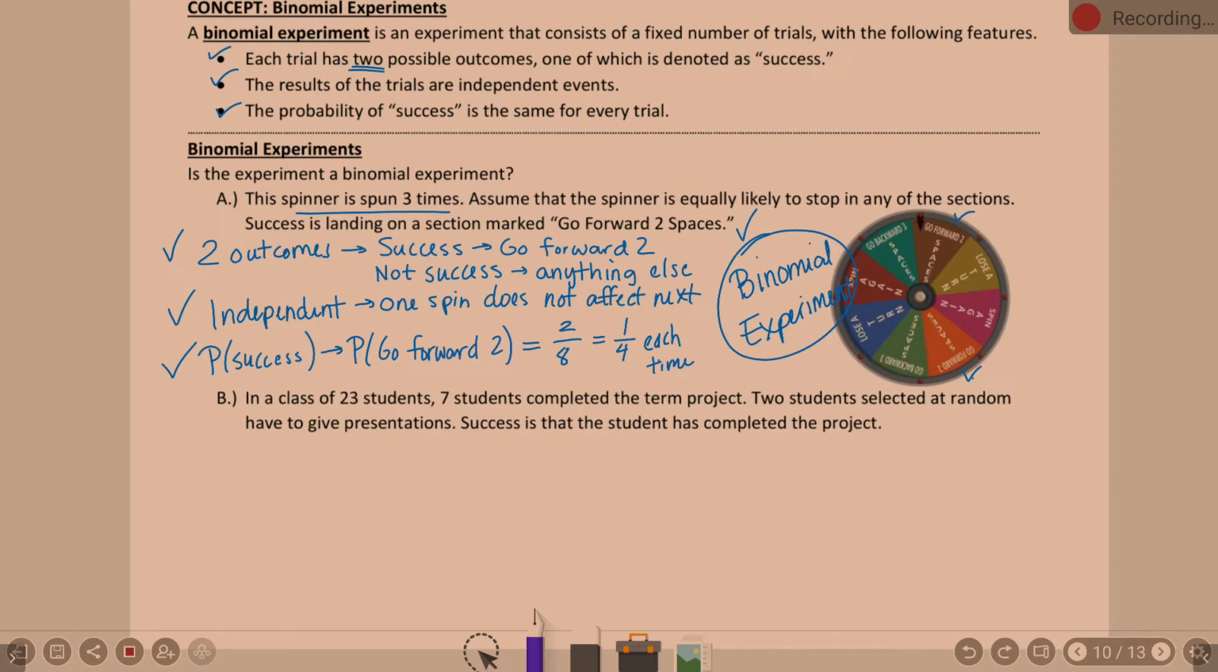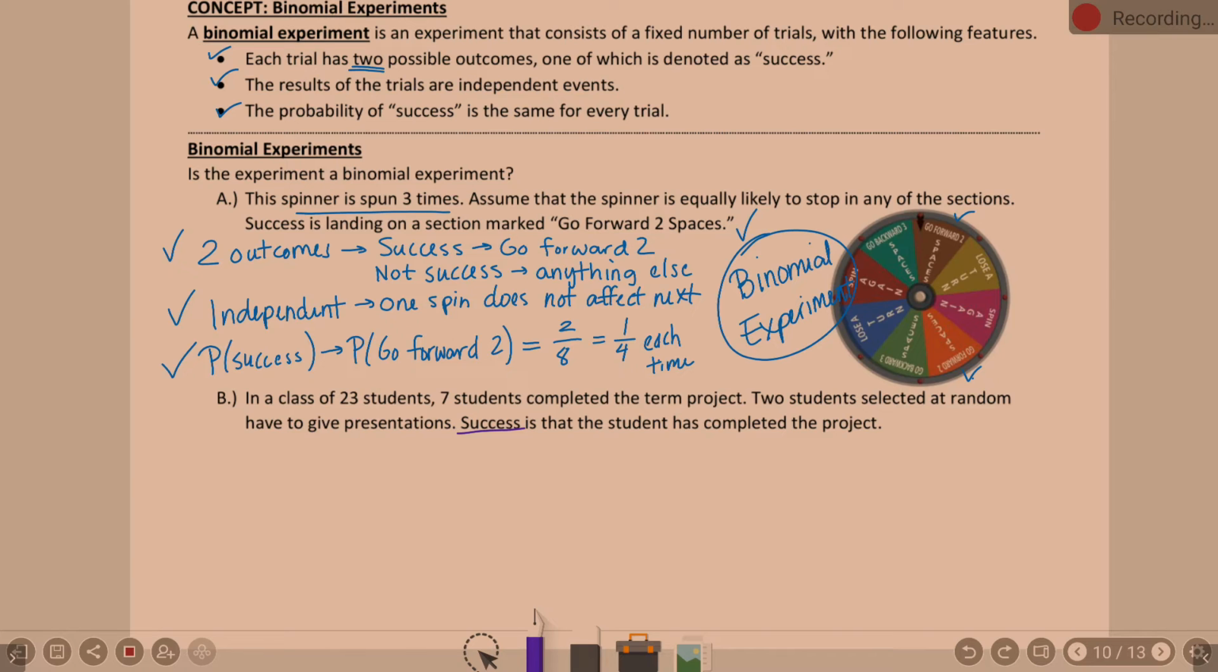Okay, let's check B. Again, is this a binomial experiment? In a class of 23 students, 7 students completed the term project. 2 students selected at random have to give presentations. Success, notice they're telling us, is that the student has completed the project.